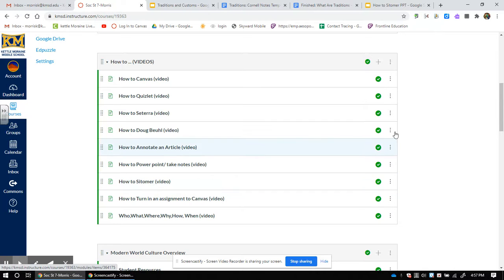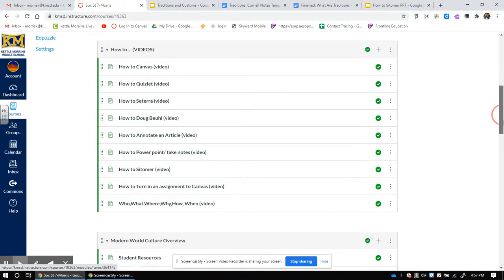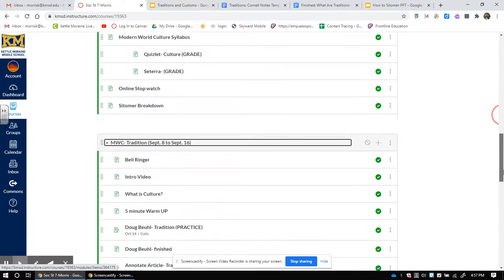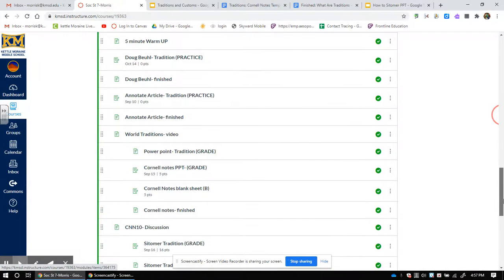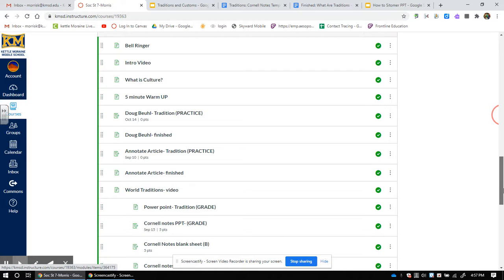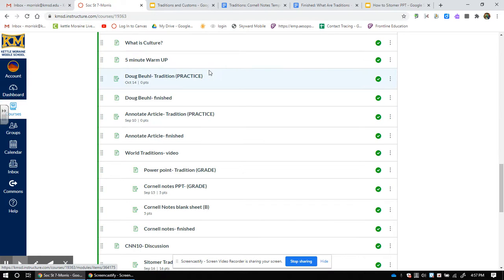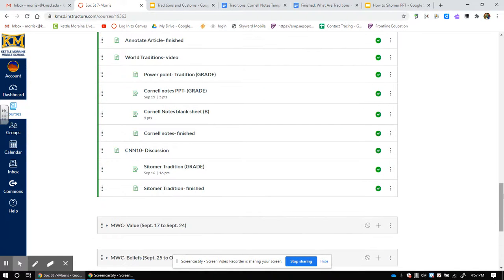So we're going to go down here and take a look at what we've done so far in this unit on tradition. We've done our bell ringer. We've annotated an article, gave us some information about tradition, did our PowerPoint, took our Cornell notes, looked over our finished notes. Okay, now we're here. So now we're going to make a Sitomer.